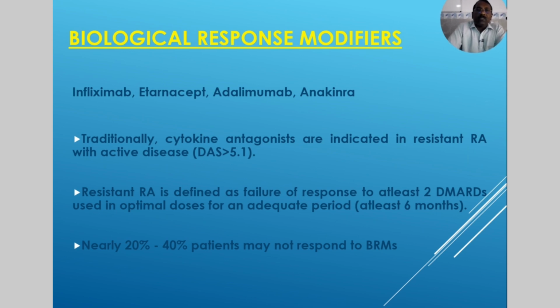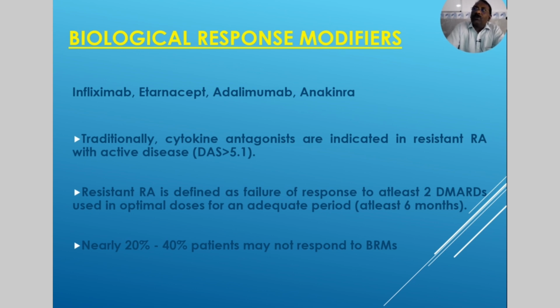So these are all the BRMs, the biological response modifiers: infliximab, etanercept, adalimumab, anakinra. Traditionally, cytokine antagonists are indicated in resistant RA with active disease, but now we are prescribing even in the non-resistant one, even in established and severe rheumatoid arthritis. Even if it is not resistant, we use them as the initial agents of choice, provided the patient can afford. What do you mean by resistant RA? A failure of response to at least 2 DMARDs used in optimal dosages for an adequate period, at least 6 months. So good dosages of your 2 DMARDs, like methotrexate, maybe 20 mg or 25 mg once a week, and sulfasalazine, 2 grams a day for at least 6 months. If you are not getting a good response, then it is resistant RA.